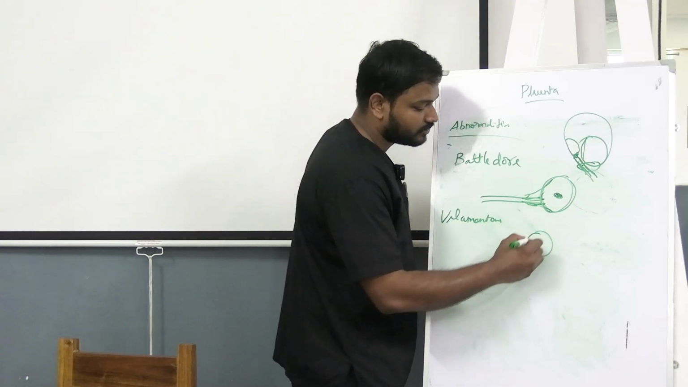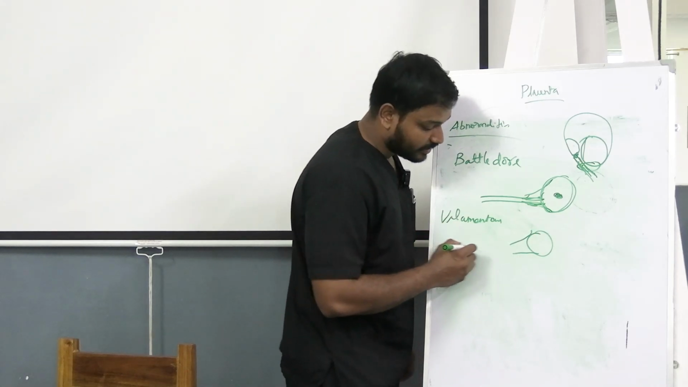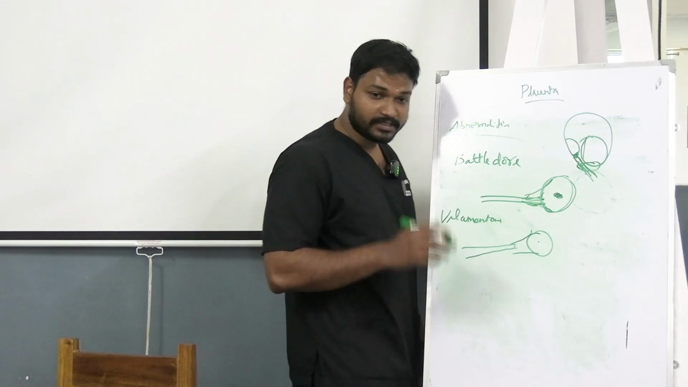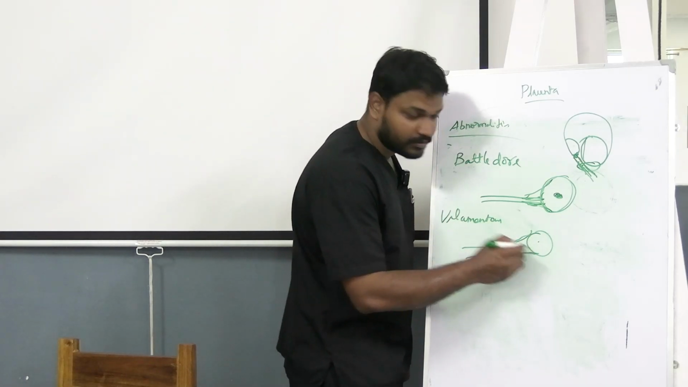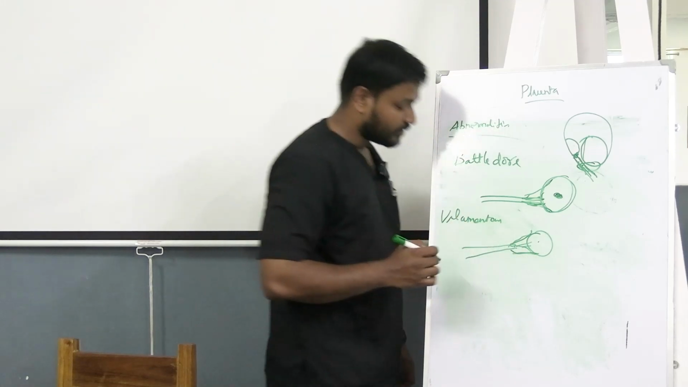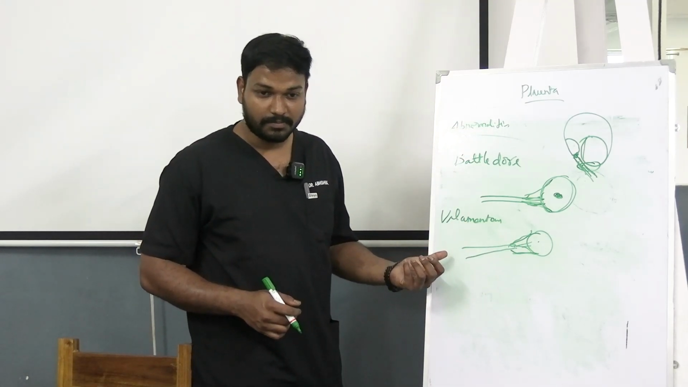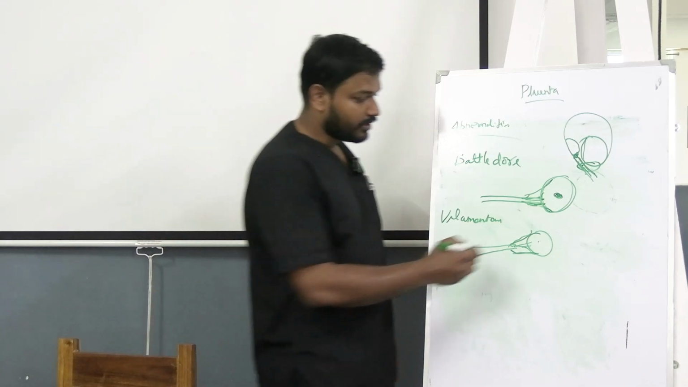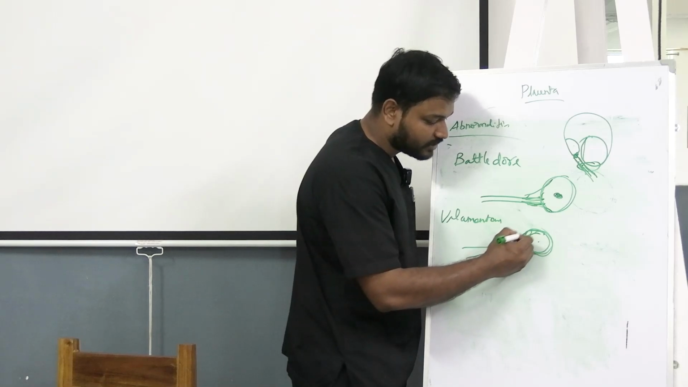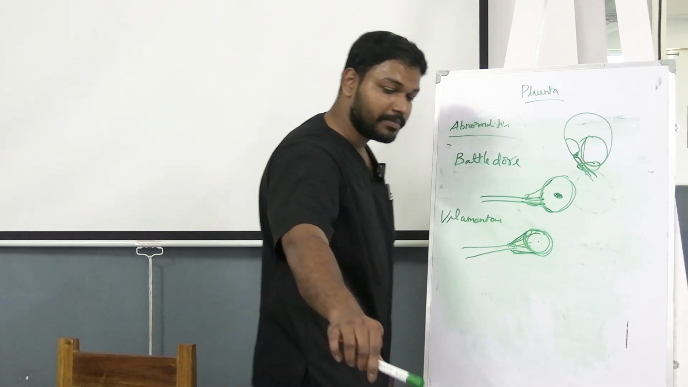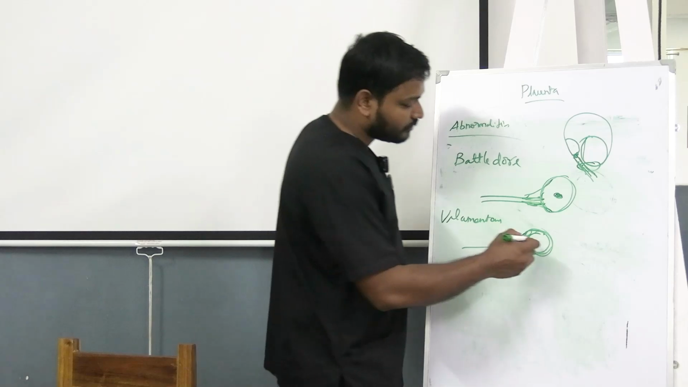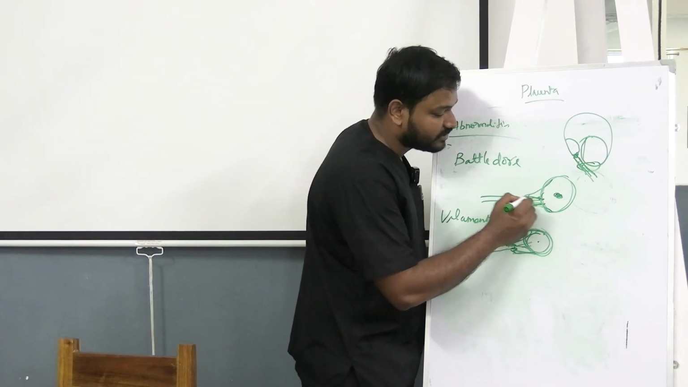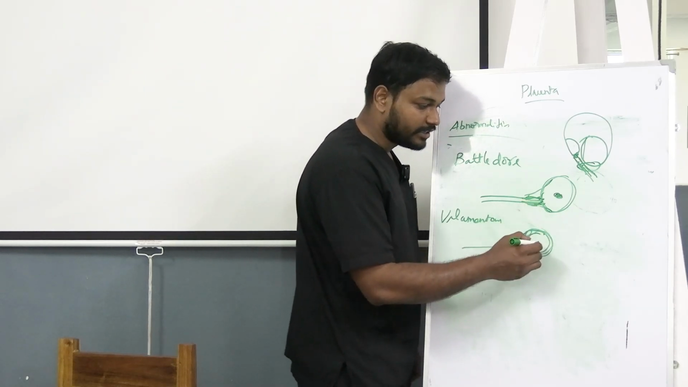Next is velamentous insertion. Velamentous insertion means, as I told, there is a membrane and the cord is attached to this membrane. The cord is not attached to the placenta as a whole; it is attached to the membrane, and from this membrane there are vessels going. We call this velamentous insertion of placenta. There is a membrane along with the placenta, like this one. The cord is not attached centrally but at the periphery, to the membrane.